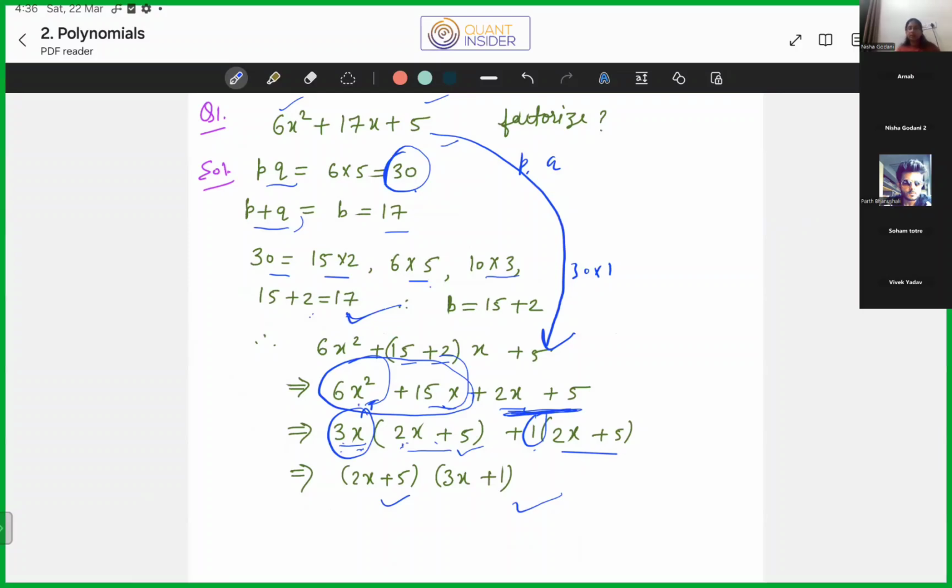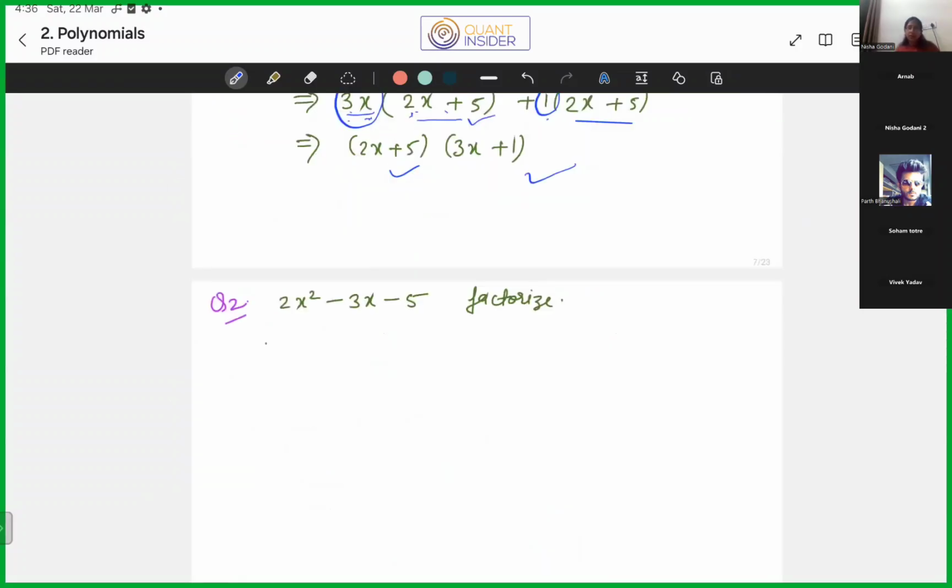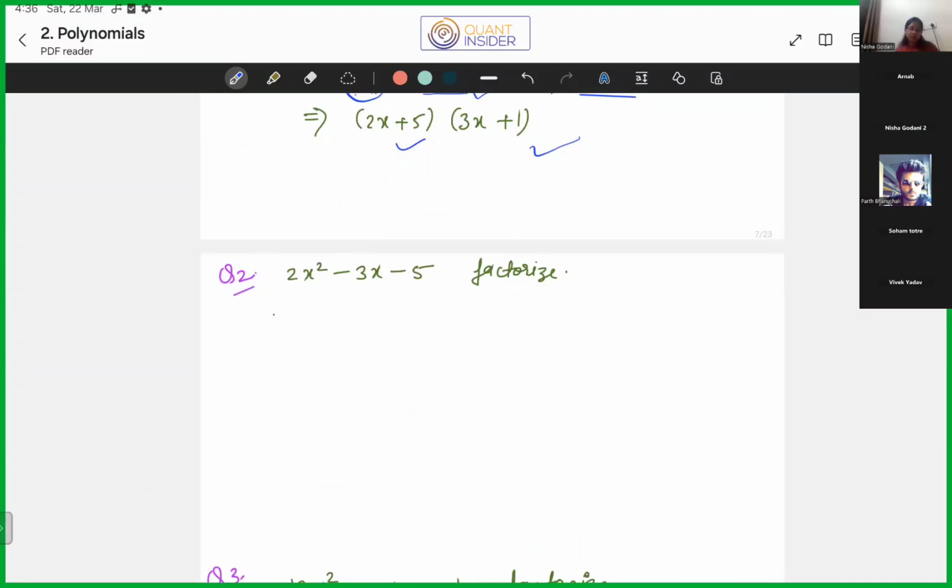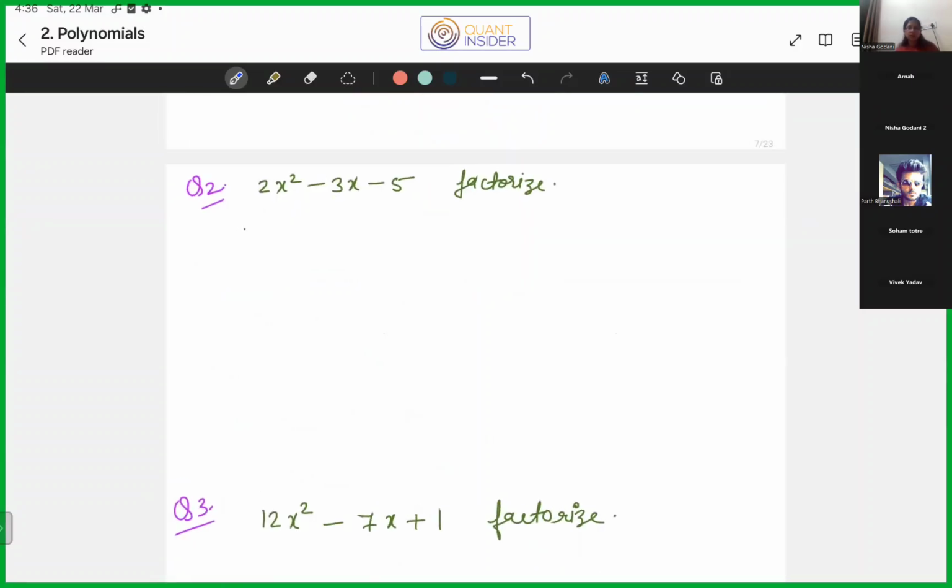Let's do this next question. Can you try this? How to do it? Which number is to be taken? Which number is to be checked for factors? First, here you have 2, here it is 5. So 2 into 5 is 10.